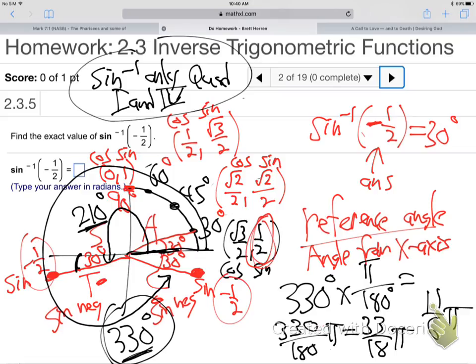Your calculators will do that automatically, some of them. If you want, on your calculator type in 330 over 180 and hit the fraction button, and it'll just simplify it. 11/6. So 11/6 pi is the answer to that one. Does that make sense?